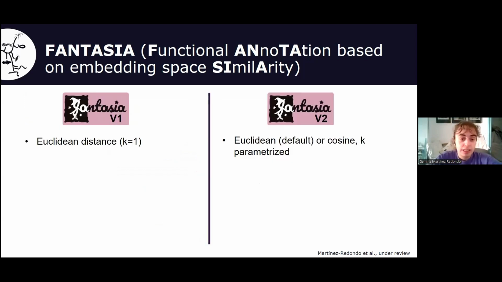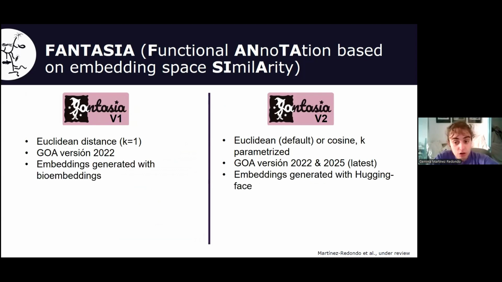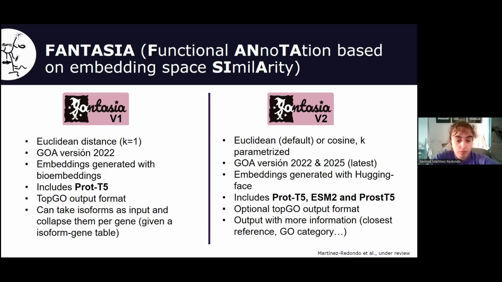Other differences are that the first version only used the Euclidean distance, while the second can use both of them, with different parameters for that. The first version only accepted the Gene Ontology version of 2022, while the second accepts that one but also the latest one, using the default UniProt API. The embeddings are also generated differently. The first version only has ProtT5, while the second includes ProtT5, ESM2, and Prost-T5. In the future, we may work to include more models.